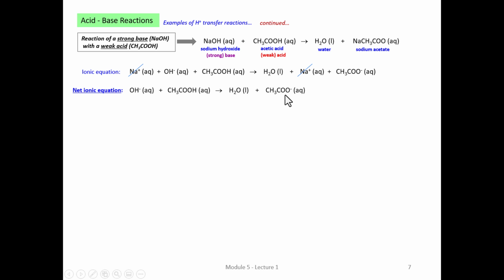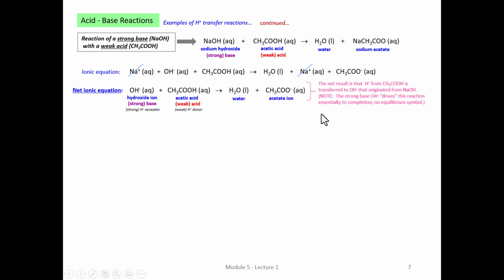Notice I use kind of a funny word here, attack, like this is some kind of war. Chemists use this lingo, and it is very descriptive. So we'd say the hydroxide attacks the acetic acid. So we have the strong base interacting with the weak acid, and this forms water and acetate ion.